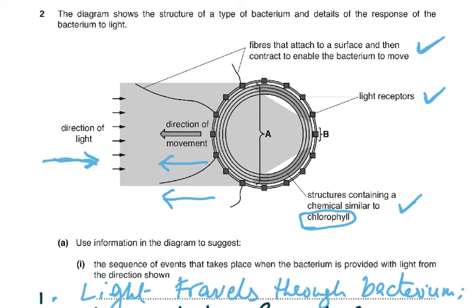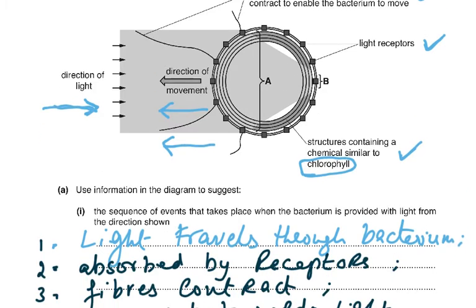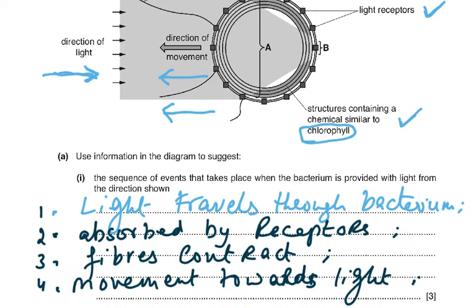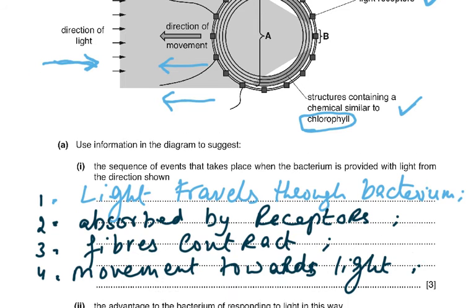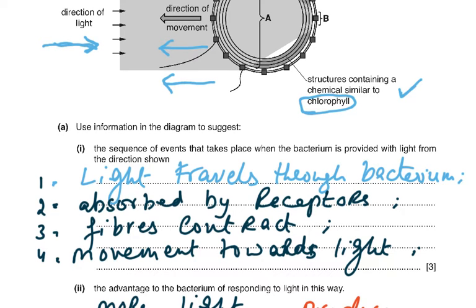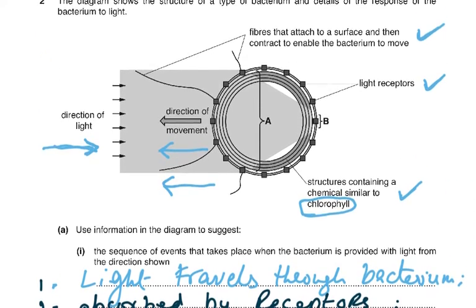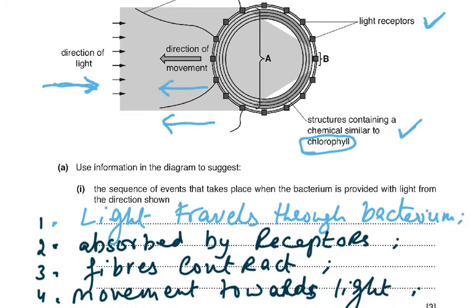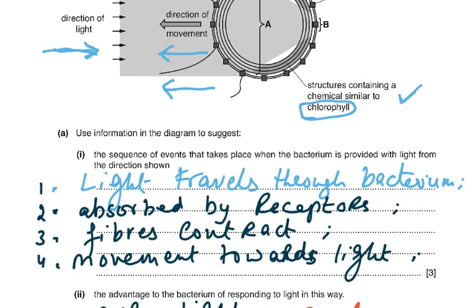So use the information in the diagram to suggest the sequence of events that take place when the bacterium is provided with light from the direction shown. Now that was very basic. Light travels through the bacterium, absorbed by the receptors, fibers contract, and movement towards light. So light travels through the bacterium naturally, because then it would reach the light receptors, because that's what's given in the question. The light receptors would absorb the light and fibers would contract and it will move towards light. So this was the answer that was expected of you.